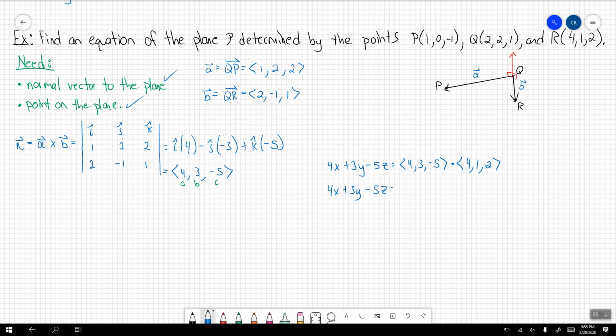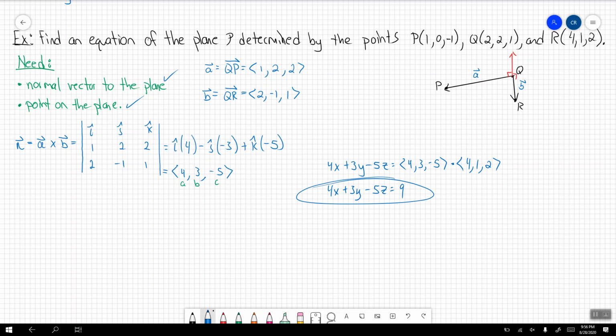Which means the equation of the plane, once you take the dot product, is going to be 16. So 4 times 4, that's 16, plus 3, so it's going to be 19. And then 19 minus 10, that should get us 9, which means this is the equation of the plane. This plane contains the points P, Q, and R that were given to us.